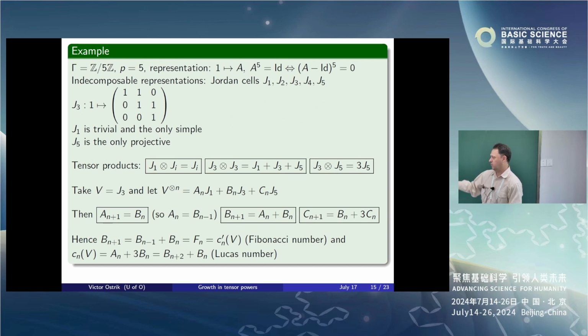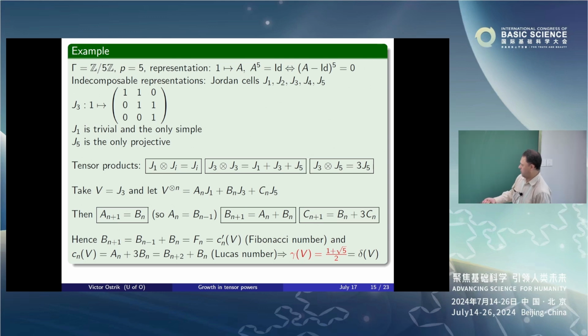It's kind of the same recurrence relation, but with different initial conditions. Of course, we all know how Fibonacci numbers grow, and in this case, gamma of V is going to be exactly the golden ratio, which is a kind of interesting feature of what is going on here.